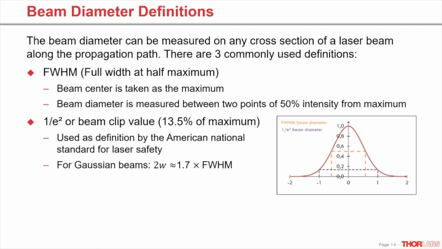When the diameter has been determined with the full width at half maximum method, the obtained value must be multiplied with the factor of 1.7 to get the official 1 per e square diameter.